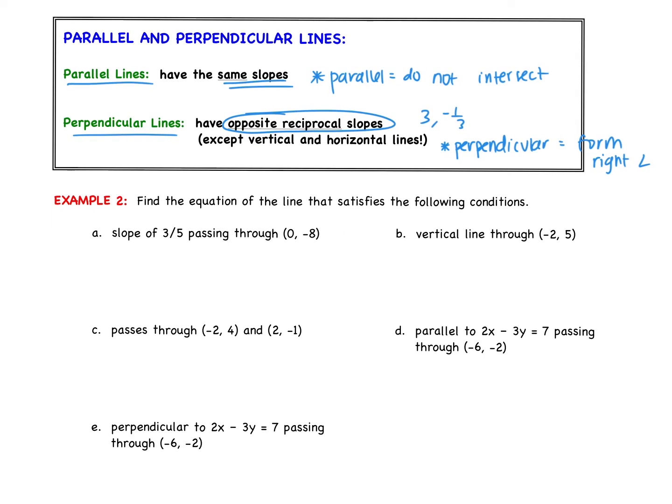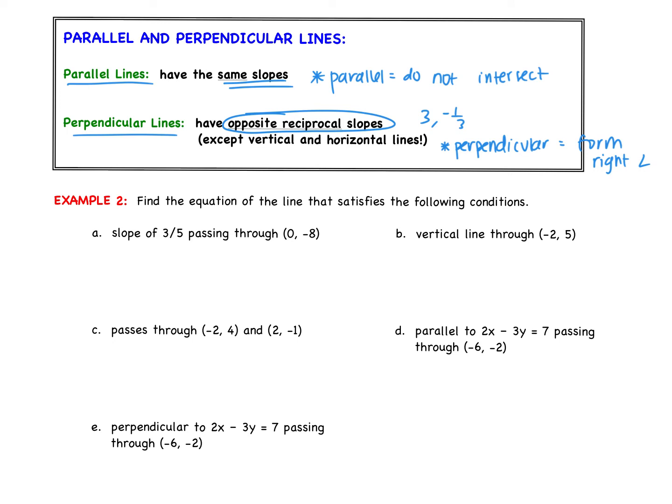Okay. So we are going to do 5 examples, we'll take our break, and then we'll come back. These are all different examples of writing equations of lines. Find the equation of the line that satisfies the following conditions. I don't care what form you use. Pick the one that makes the most sense.